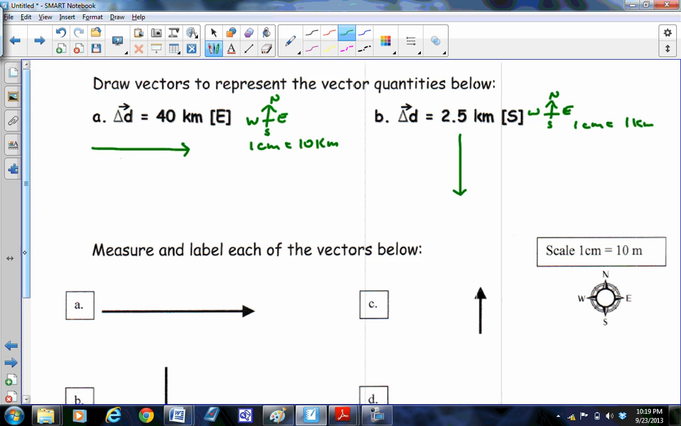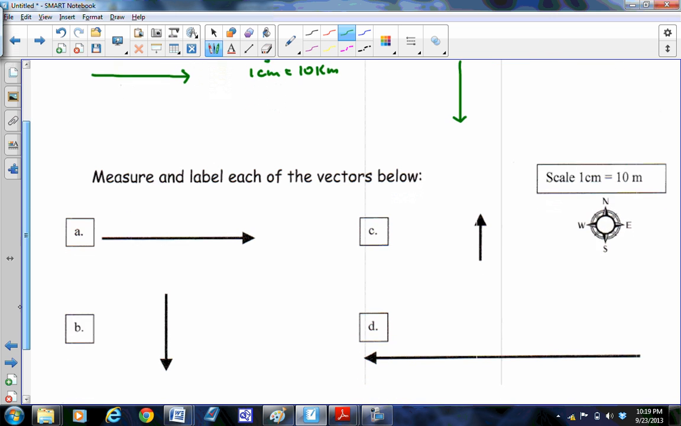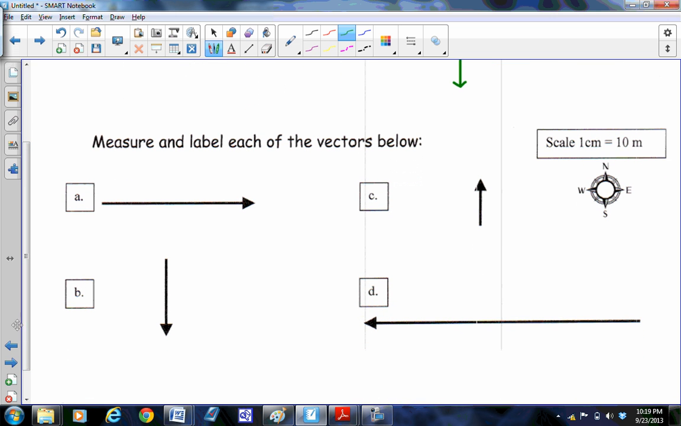Okay? Now, sometimes I have to label these vectors. So here's an example. So what I'm going to do for vector A, I'm going to put my ruler on here. I'm going to measure the length from here to here. So when I measure it, it's 4.7 centimeters.